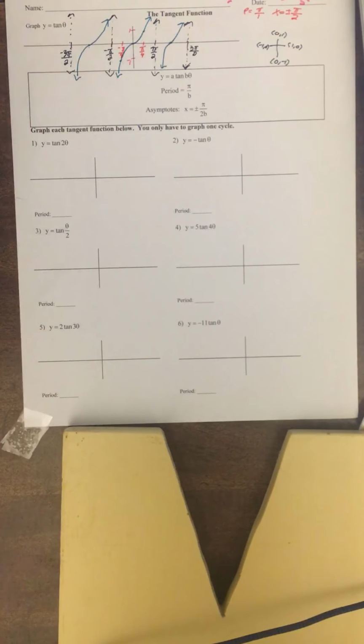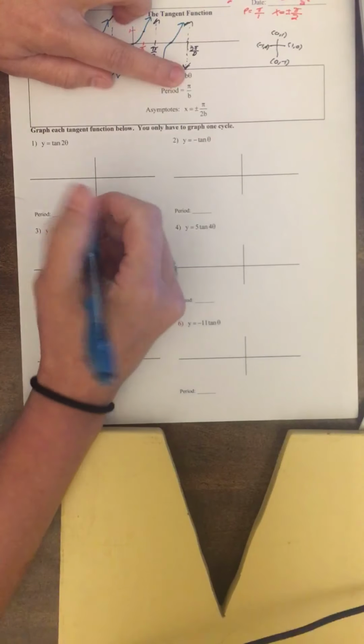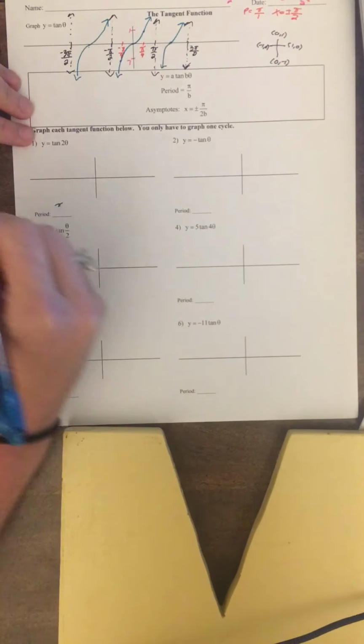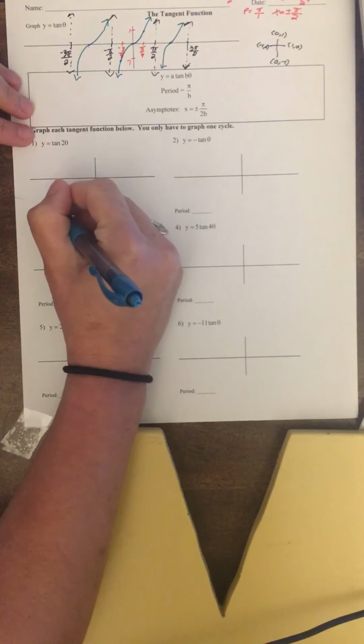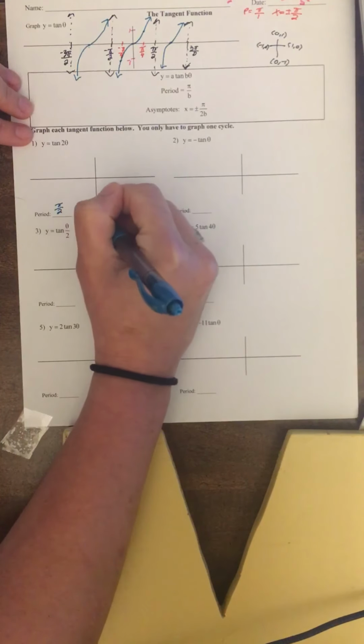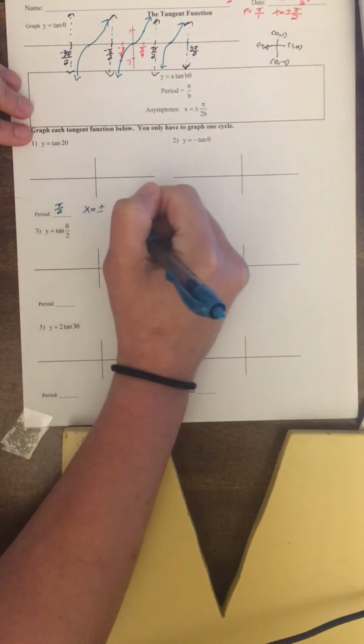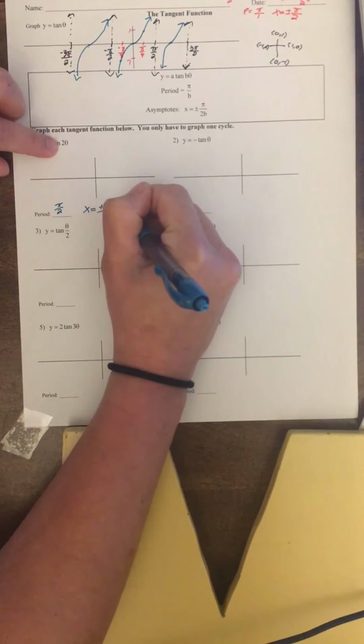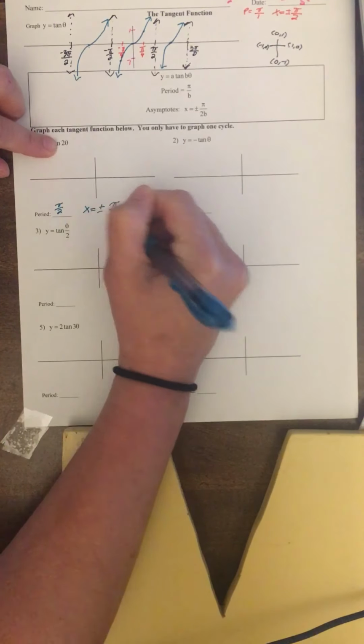The most important thing for you to know is how to find the period and how to find the asymptotes, okay? So looking at number 1 here, our period is pi over b. Our b is 2, so the period is pi over 2. And our asymptotes are x equals plus or minus pi over 2b. And here, since b is 2, that's pi over 4.